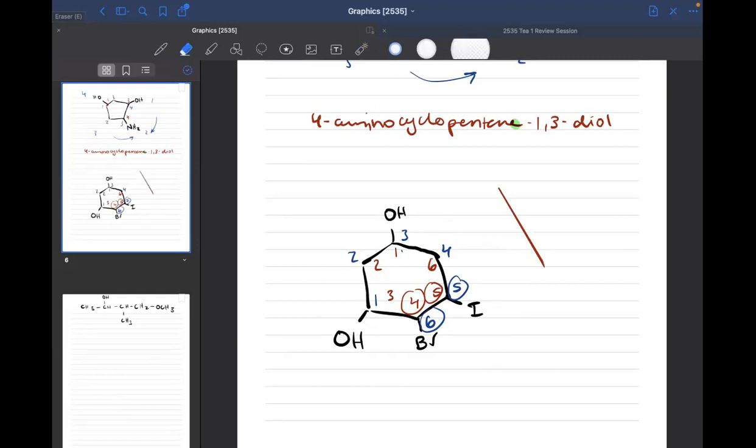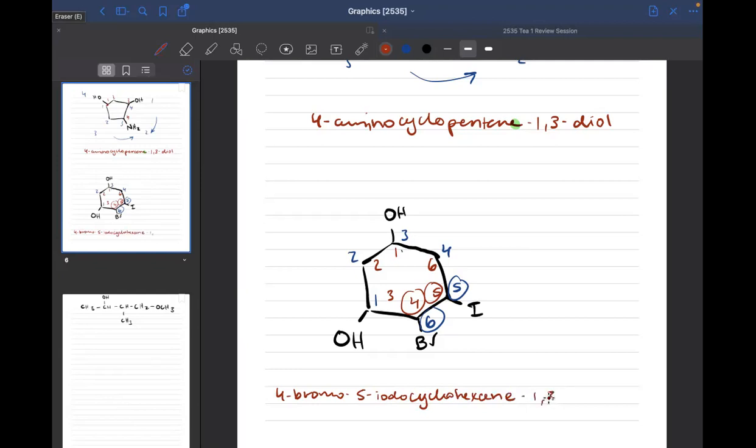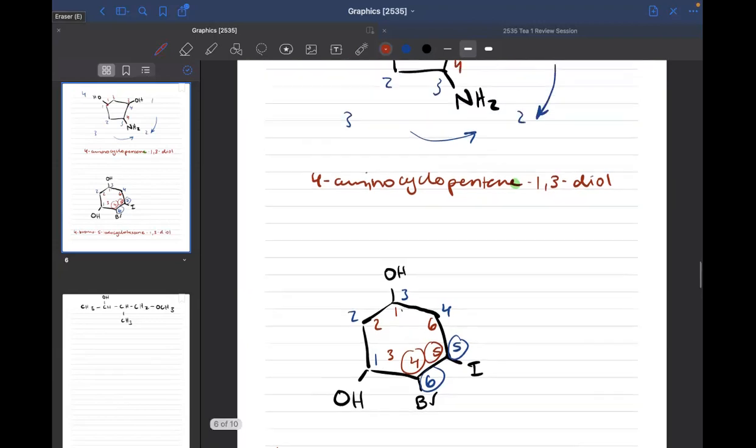So we're going to have 4-bromo, 5-iodo, cyclohexane, 1,3-diol. Hopefully you guys are getting this, because that's kind of a distinction. Let's just recap real quick. The moment a priority group is there, everything else becomes a branch status. All right. If it's all just branch status compounds, just give the lowest numbers possible. But alcohols and amines throw wrenches into everything, and you just have to be aware of that.